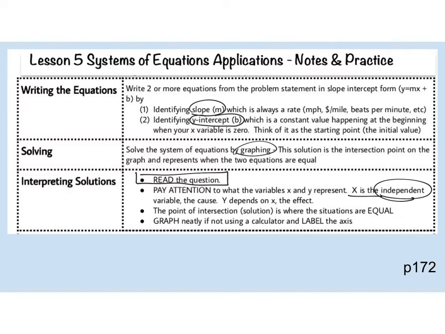So how much money you end up spending because you have bought X number of paper clips. Who's buying paper clips one at a time? I don't know. Anywho, the point of intersection is the solution where both of the situations are equal. And then if you're not going to be using a calculator and you're doing it by hand, make sure you graph very neatly and label both your axes.